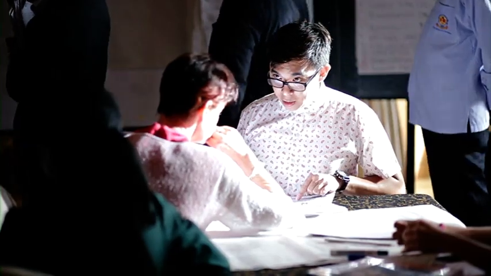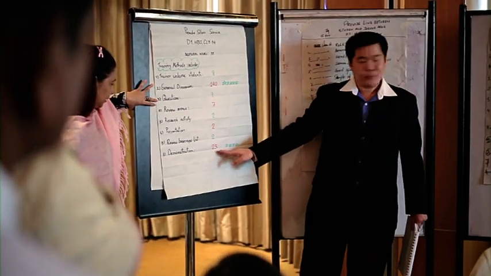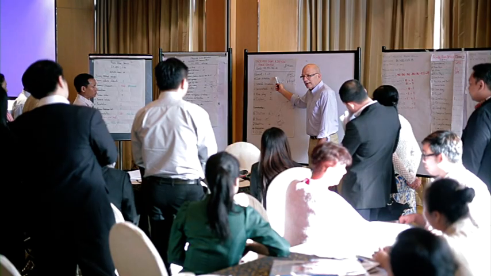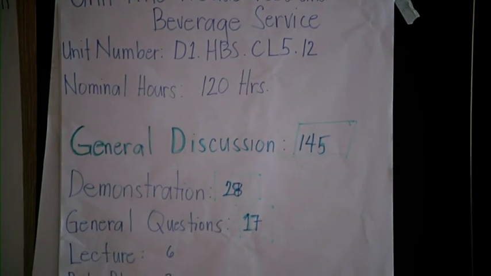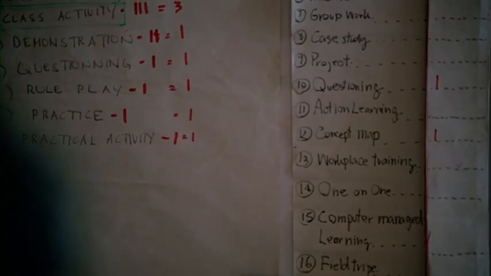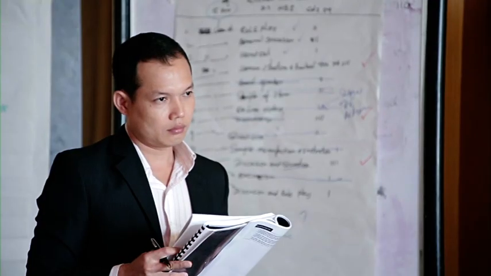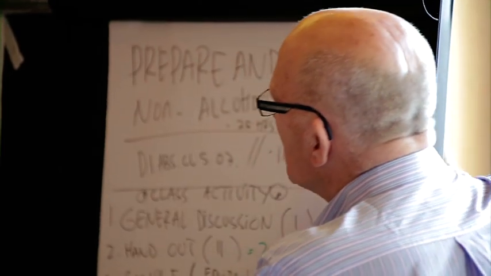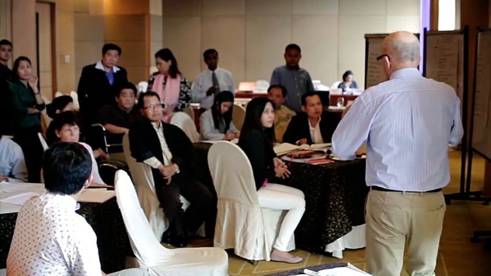We have to read carefully the competency, read each element, read the performance criteria in each element, and then we analyze. We have to select which teaching method to apply for each element and performance criteria in order to get to the last stage, where the trainee has competence.